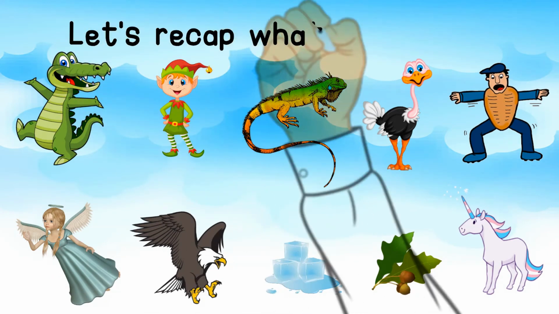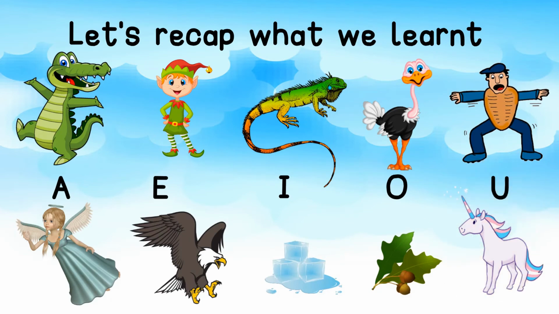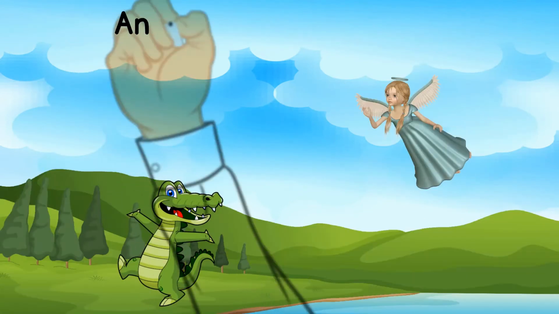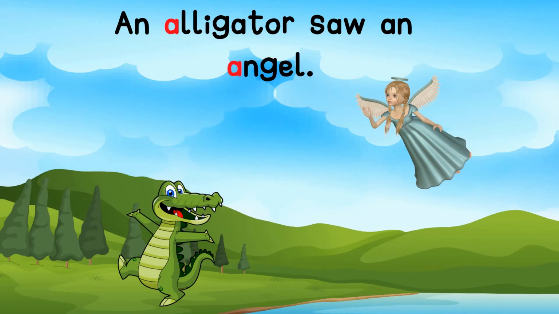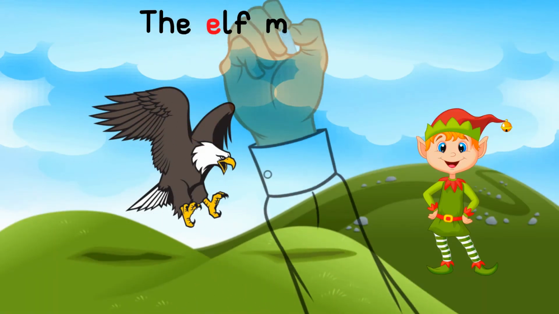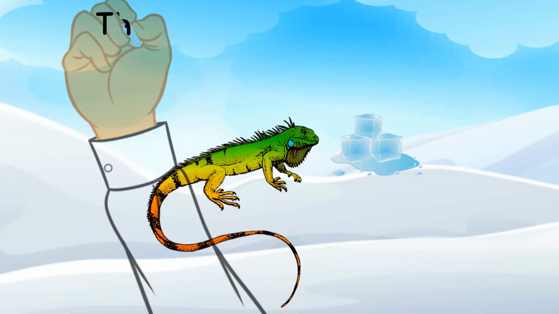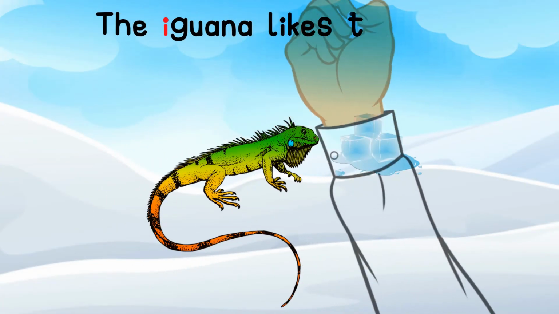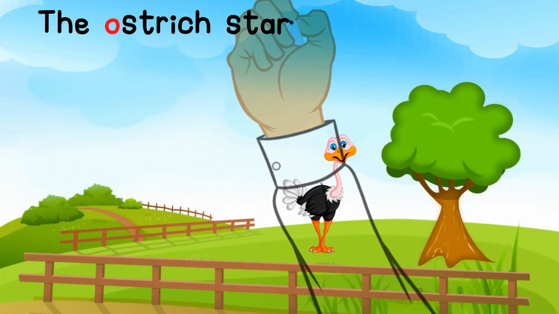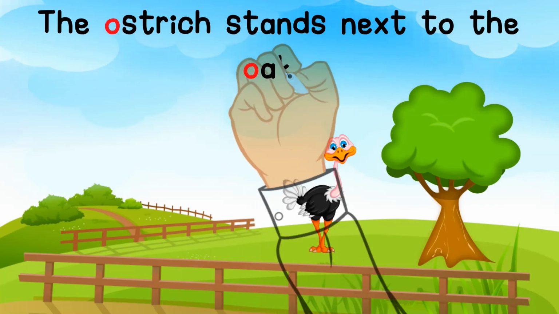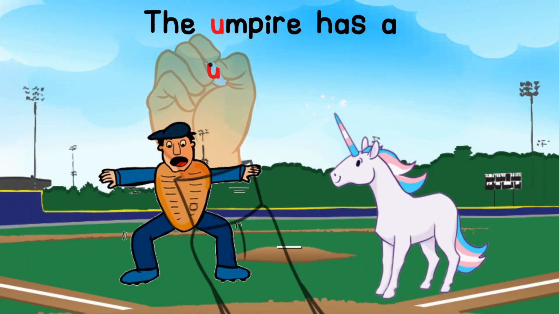Let's recap what we learned. A, E, I, O, U. Vowels. An alligator saw an angel. The elf meets an eagle. The iguana likes to eat ice. The ostrich stands next to the oak. The umpire has a unicorn.